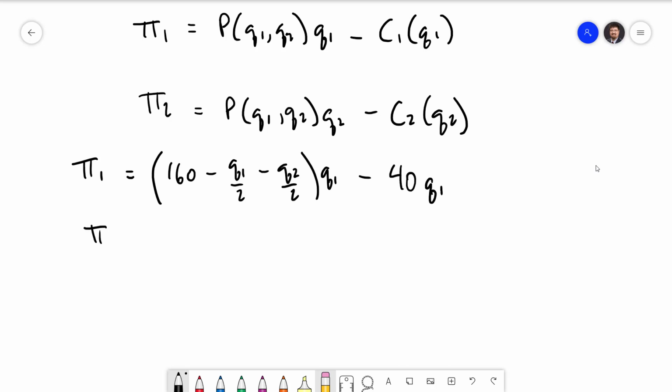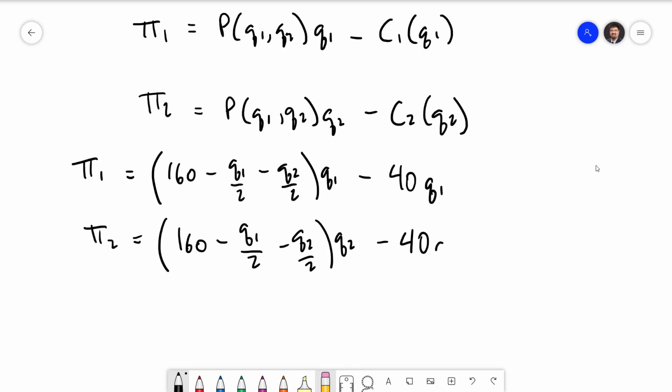And then for firm 2, we have the same price, and this is always going to be the case when we have identical products. The consumers don't actually care which firm they're buying from, and so the price is going to end up being the same for both firms. We multiply by Q2 and subtract the total cost for firm 2, 40 Q2.